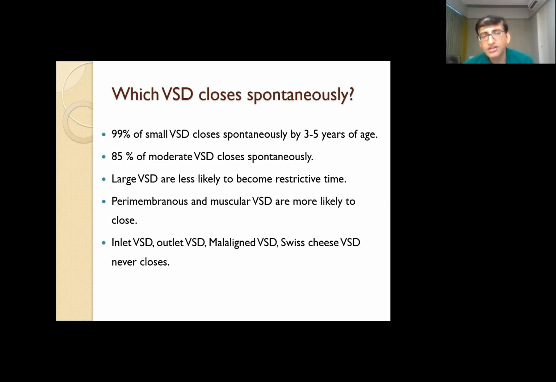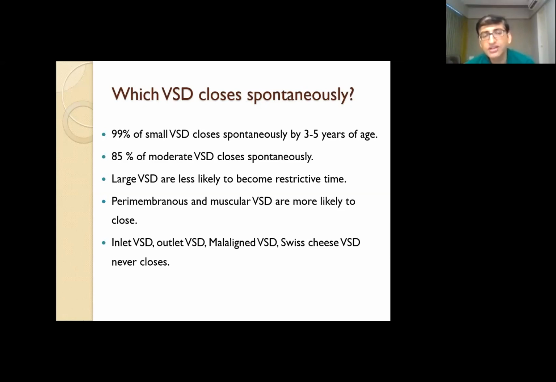Small VSD, where you have no cardiomegaly, no features of increased pulmonary blood flow, in more than 99% of the cases, the VSD is going to close spontaneously in 3 to 5 years of age. Even with moderate VSD, where you might have some features of increased pulmonary blood flow but there is no pulmonary hypertension, those patients can wait, because when the pulmonary pressures are normal, there is no urgency of surgery. More than 85% of the cases will close spontaneously. As there is no pulmonary hypertension, there is no risk of Eisenmengerization, so you can wait in patients with moderate VSD.